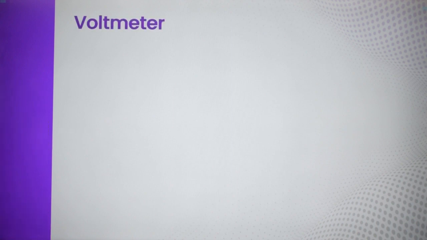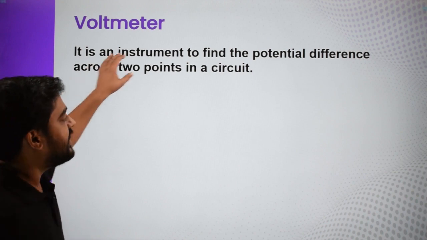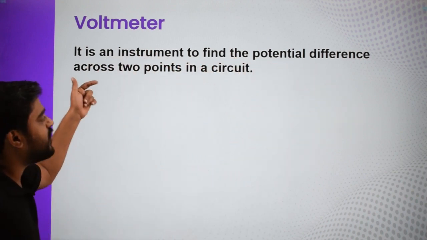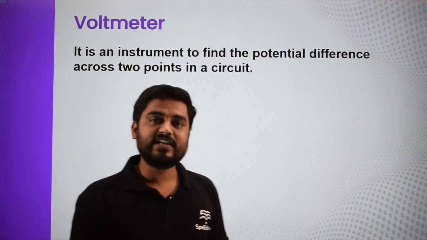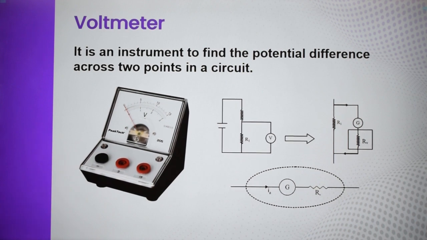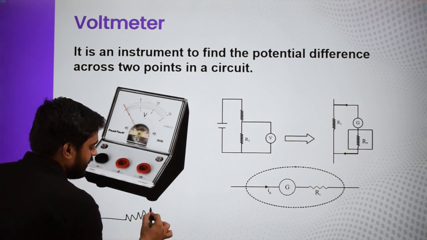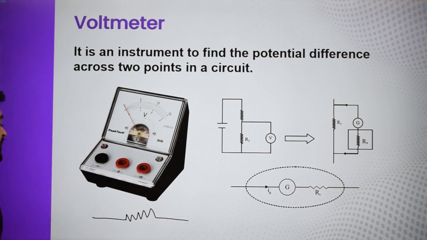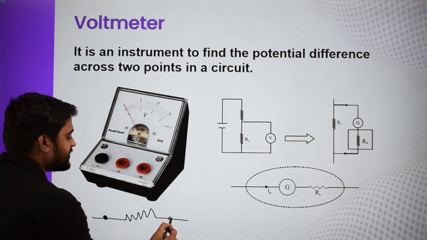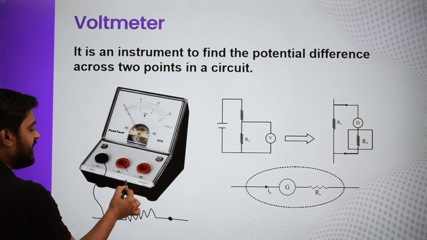Now next we are going to discuss the voltmeter. So the voltmeter is another instrument, and it is used to find the potential difference across 2 points in the circuit. So a voltmeter also has 2 connections, and this is how it really looks. Suppose there is a resistance like this, and you want to get the potential difference across this resistor, basically across this point and this point. So you just take a wire, one connection is done over here and the other connection can be done over here.